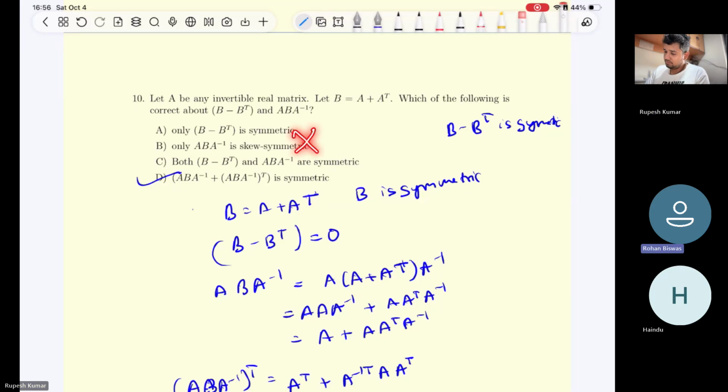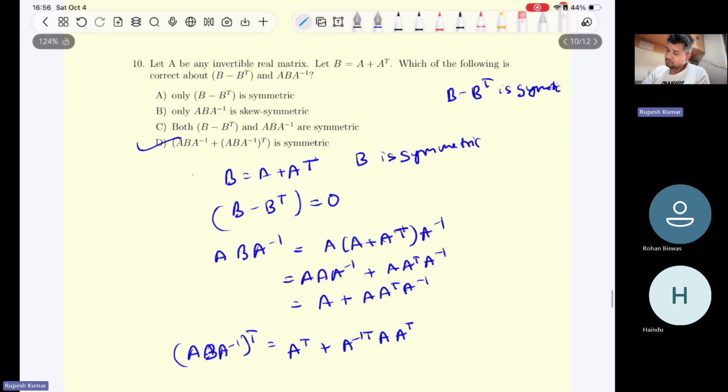Anything else in this problem? Any doubts? No, sir. No doubt.